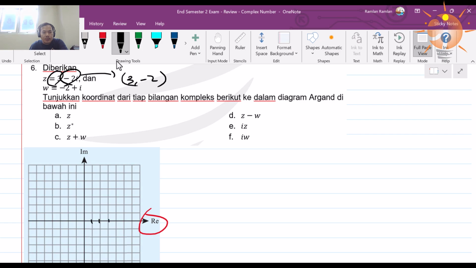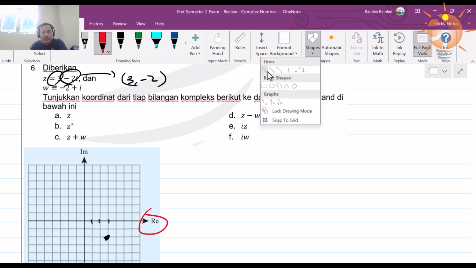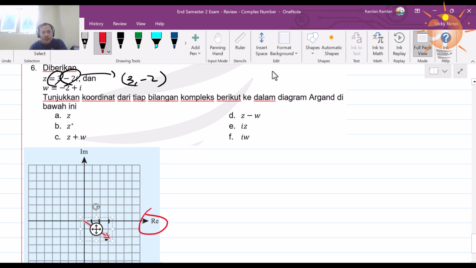So 1, 2, 3, and then negative 2 is over here, right? So in the Argand diagram, z is just like making a line from the origin going that way. That's it. So this is z. If it's just the coordinates, it's just that.